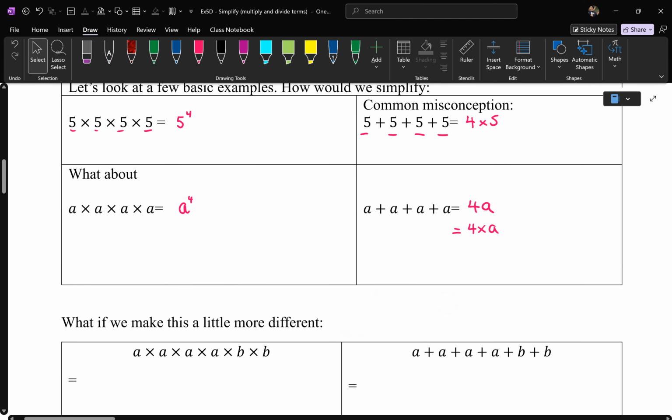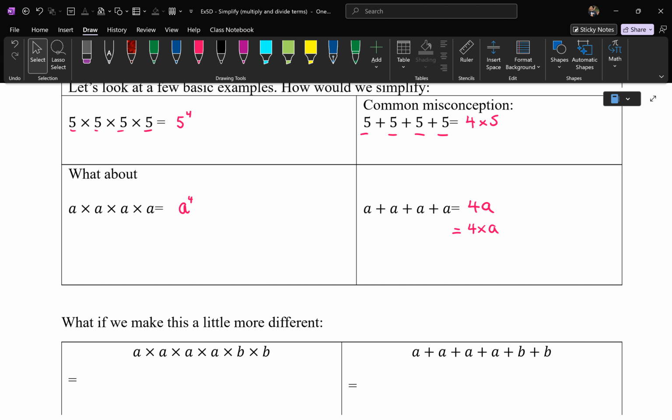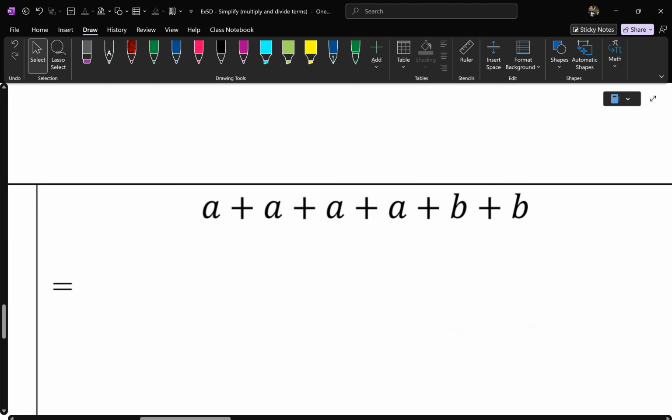So, see the difference between the two? One is times, one's addition. Very different answer. This is what you did last session. This is what you're doing this session. So last session, let's go back to this one and revise.